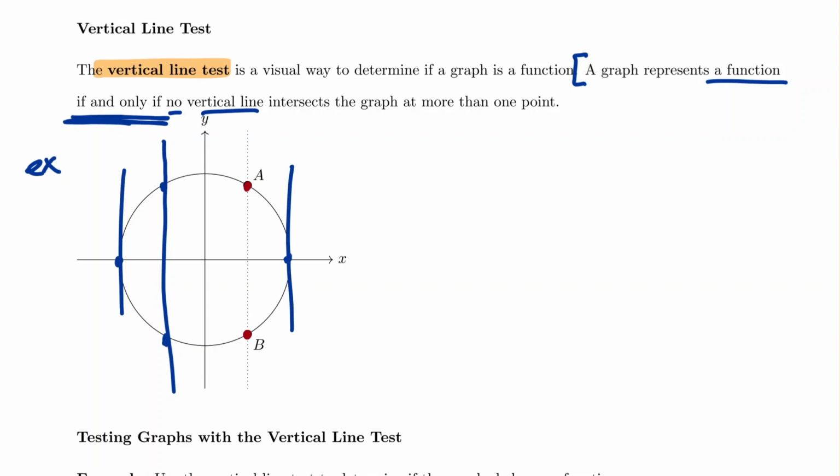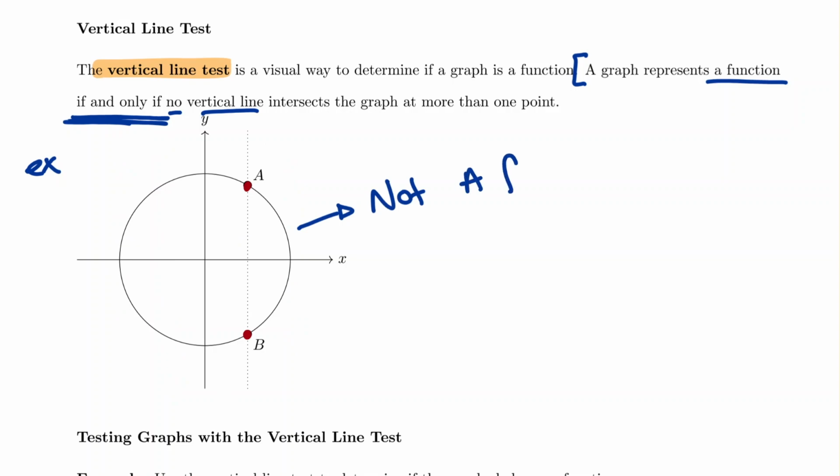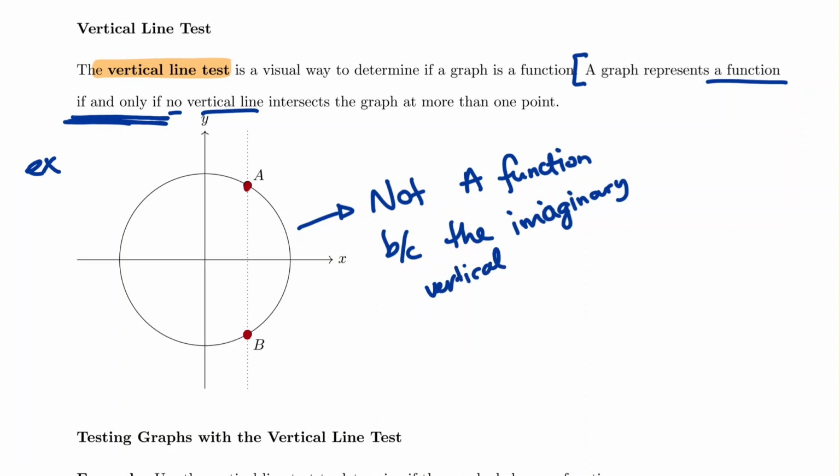But again, it's not that if there's a line that will pass it through 2 points, it's not a function. So even if there's a single line where if you draw it, it hits the graph in 2 places, that means it's not a function. So here I would say not a function because the imaginary vertical line hits the graph in 2 places.